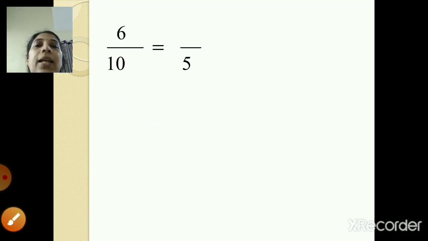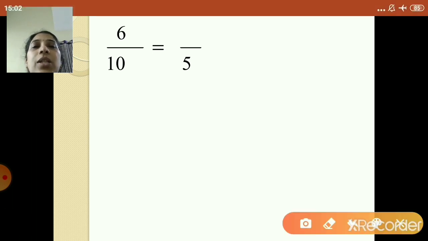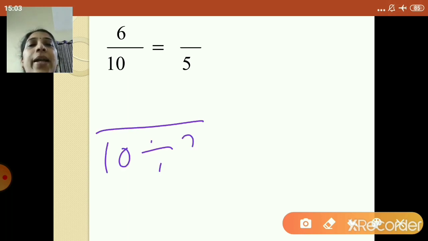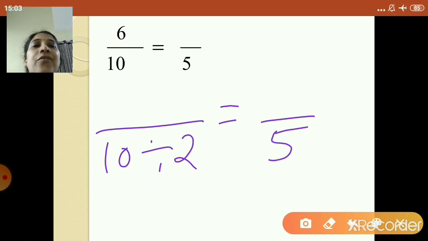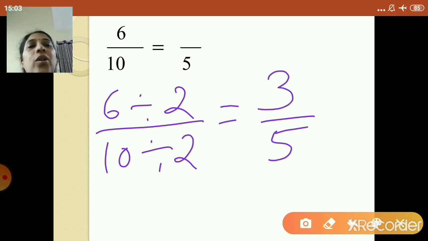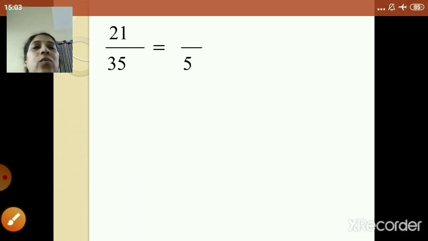Let's move to the next one. 6 upon 10 is equal to dash upon 5. Again what you will do? You will divide 10 by 5. So what answer you get? 2. So you will write 10 divided by 2. So you get answer as 5. So 6 also you will divide by 2. So when you divide 6 by 2, what answer you get? 3. So your answer is 3 upon 5. So 6 upon 10 is equal to 3 upon 5.